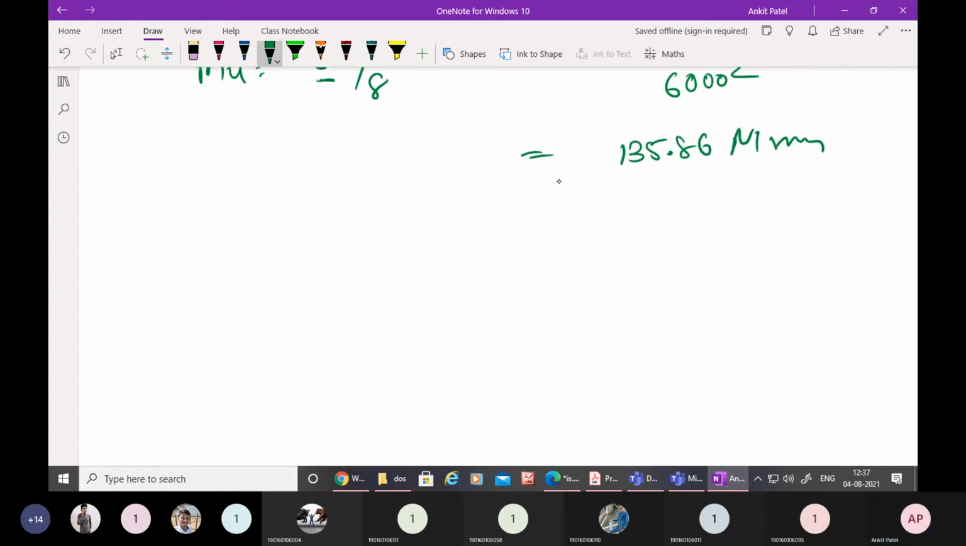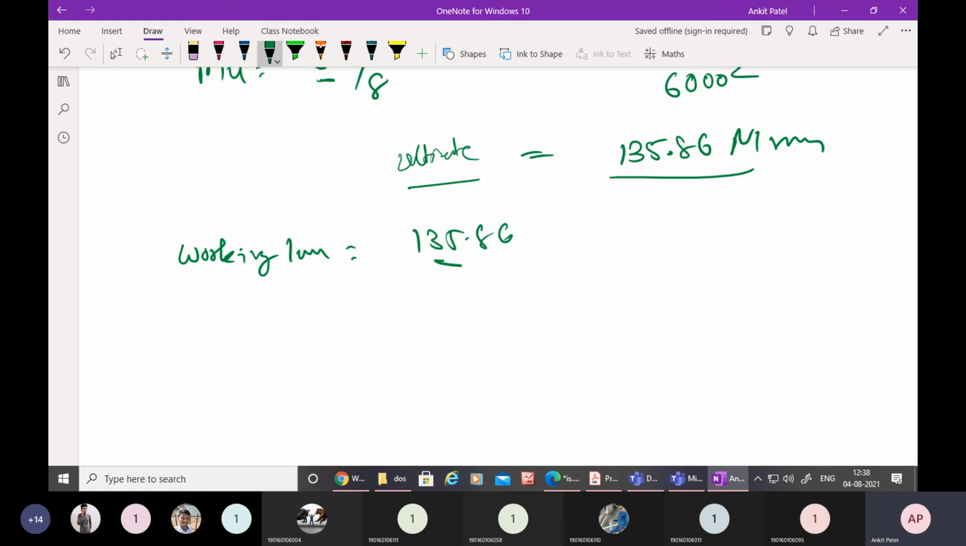Now please understand it. This is my overall UDL, the ultimate UDL. So in the exam, if you use this, you can say that this is the ultimate load that can be carried by the beam, equal to 135.86 Newton per mm. Clear? But if you want to find the working load and safe load, first of all we need to convert to working load. So working load is 135.86 divided by 1.5, so 90.57 is your final answer in kilonewton per meter. The earlier value is in Newton per mm; this is kilonewton per meter.